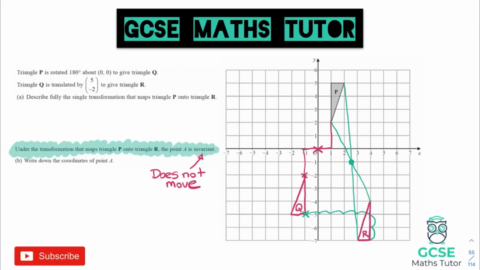This one was asking for an invariant point within a transformation and it was actually a rotation point, but it can be either. Just make sure you're very careful and you read that word and you know it just means a point that hasn't moved.